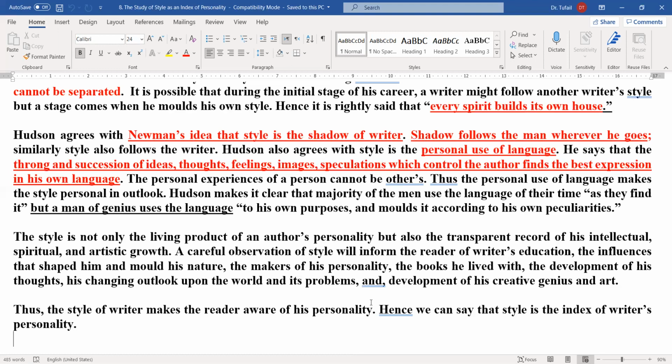Hence, we can say that style is the index of a writer's personality. With the help of that style, you can clearly, categorically, specifically identify, separate, and distinguish writers, and those qualities are characteristics.